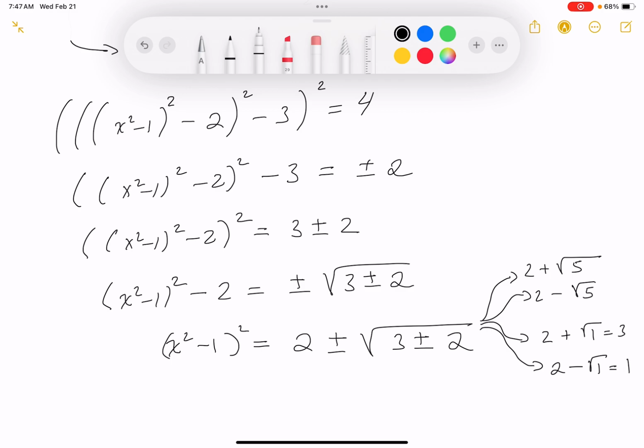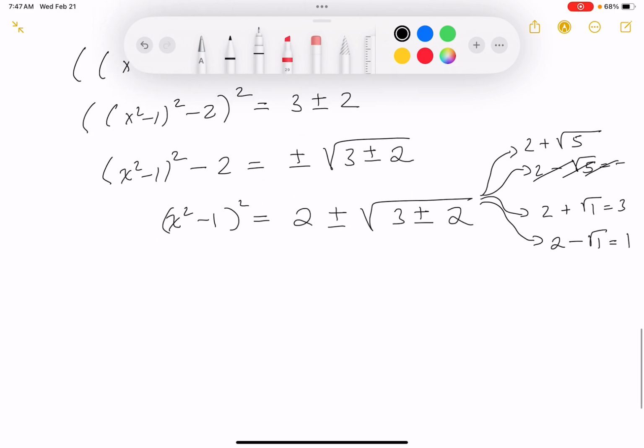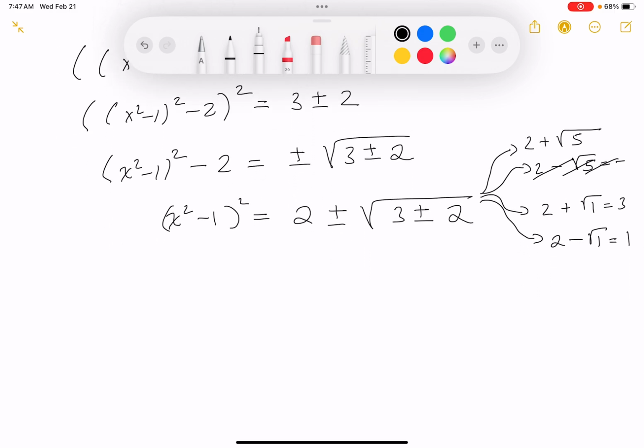I want to point out this one here needs to be thrown out, because the root of 5 is bigger than 2, and 2 minus a number bigger than 2 is going to be a negative number. So I need to throw this one out. So now I've got 3 solutions at this point. Let me write this over here. You get x squared minus 1 squared is equal to 2 plus root 5.